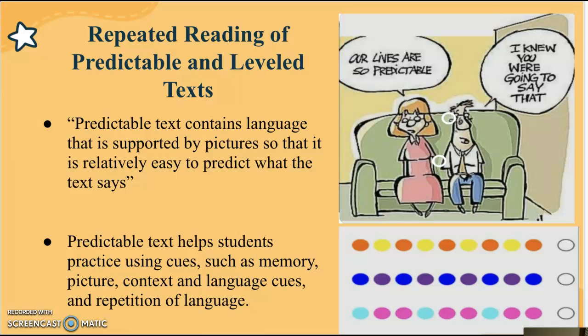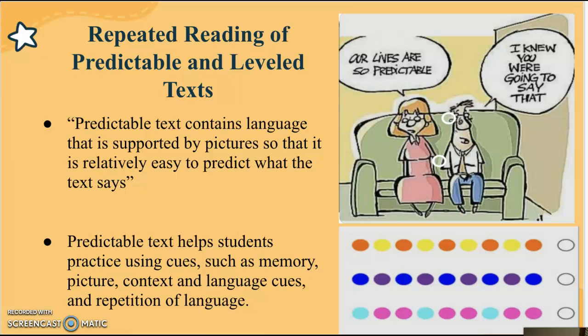And then the text said predictable text contains language that is supported by pictures so that it's relatively easy to predict what the text says. I had never really paid attention to how important the pictures are, especially when you're working with a student who struggles with word concept or has a disability that affects reading. I always knew that they were important, but not quite as important as they really are.